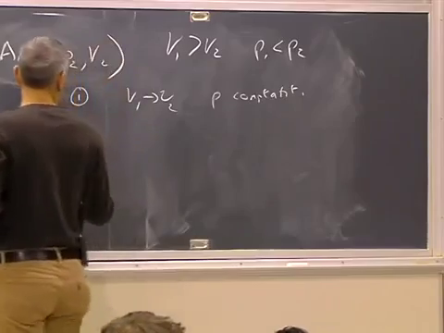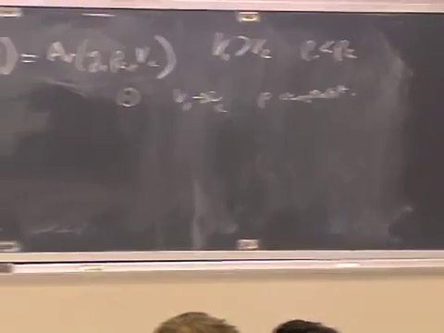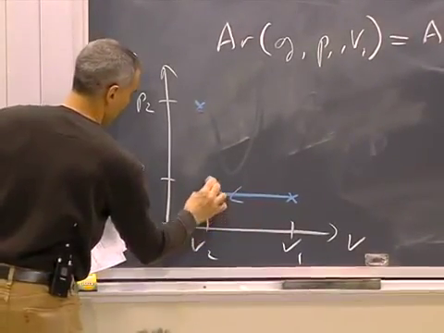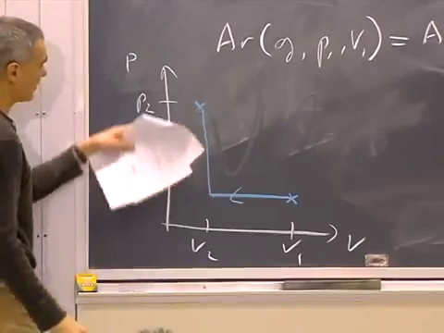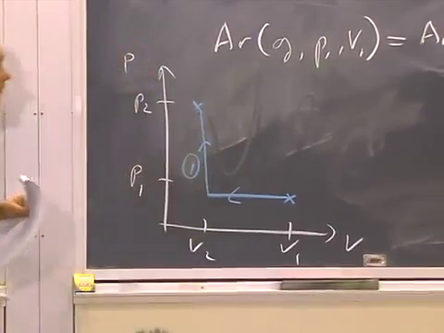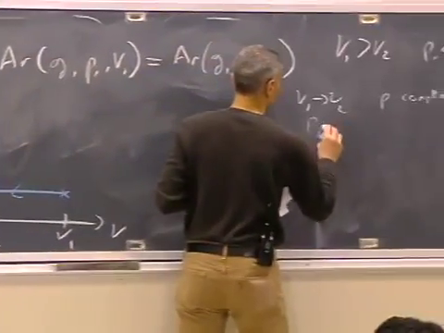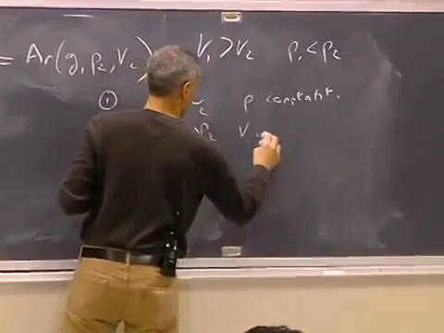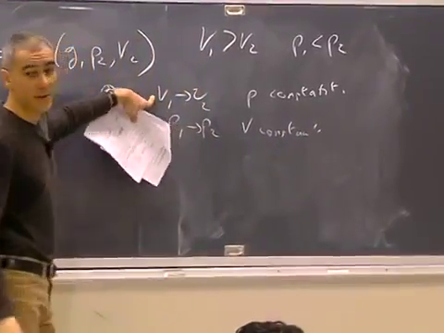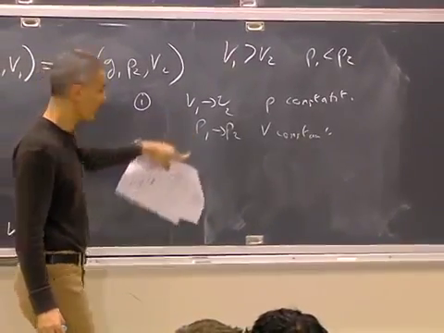Okay? So I'll take this path here. I take V1 to V2 first, keeping the pressure constant at P1. Then I take P1 to P2, keeping the volume constant at V2. Okay, let's call this path 1. Then you take P1 to P2, V constant. Okay. An isobaric process followed by a constant volume process.